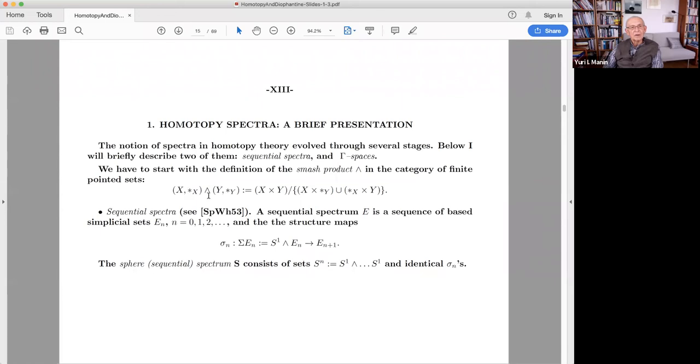If you forget about base points, star X and star Y, then you can just form the product X cross Y. And then imagine that this is something like a plane with X coordinate in this direction and Y coordinate in this direction. Then there are two coordinate axes, generally X cross the base point of Y and the base point of X cross Y. So they form parts, subsets of X cross Y. Now we take their union and smash them into one point.